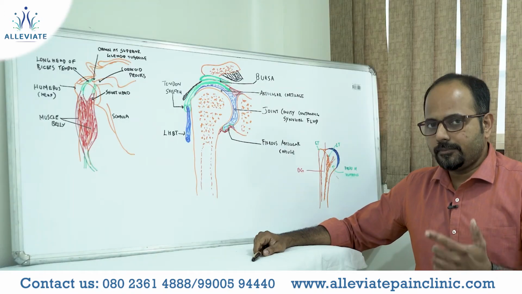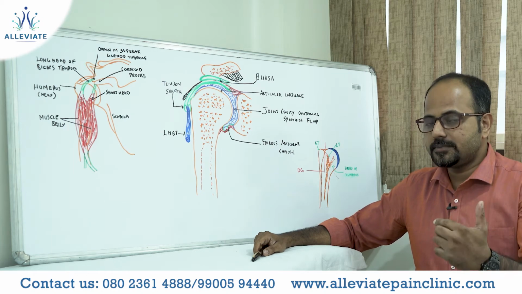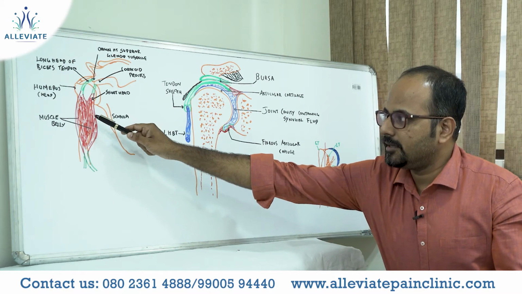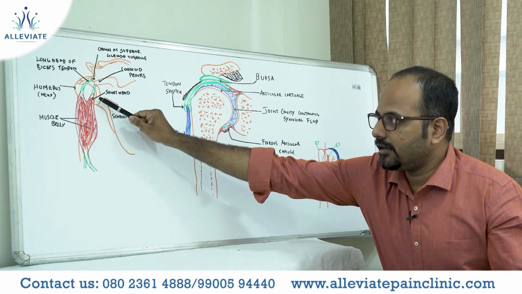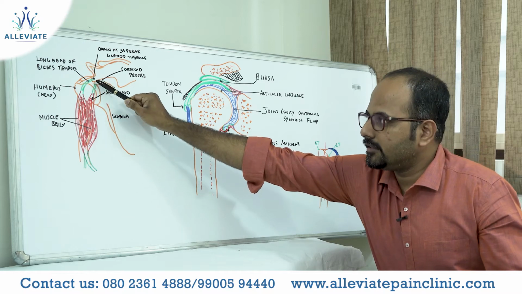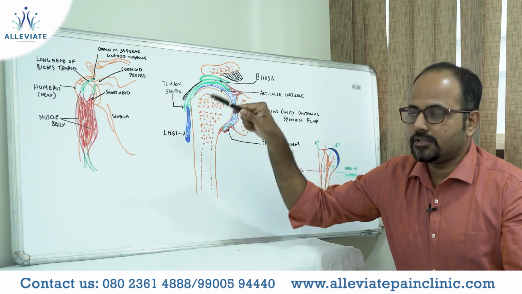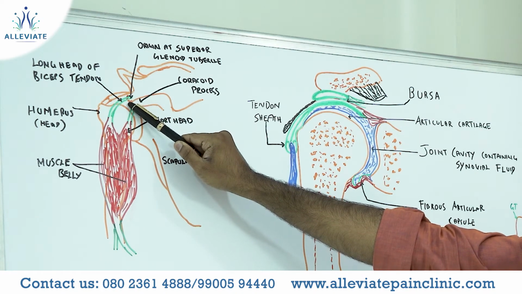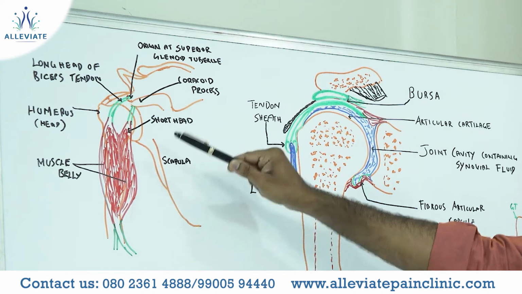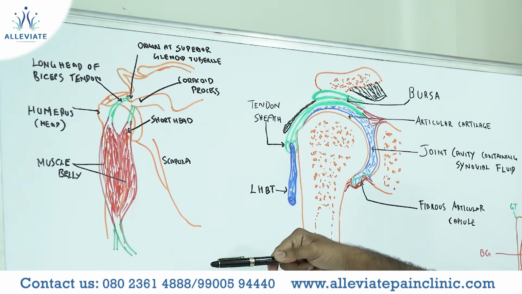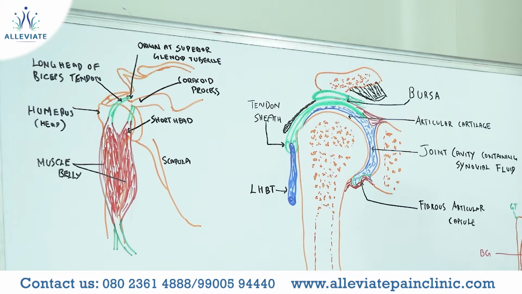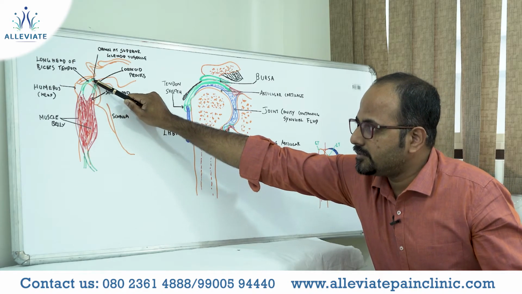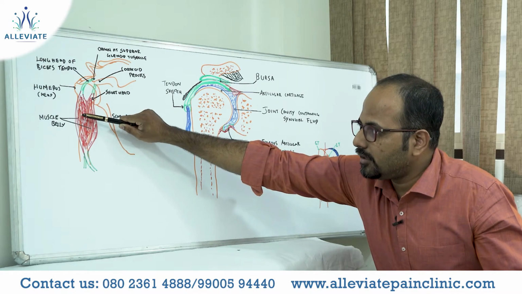So coming to the topic per se, that is biceps tenosynovitis. As we know, the biceps muscle is made up of two heads, the long head and the short head. The long head takes its origin from the superior tubercle of the glenoid cavity, and then it goes down, becomes the muscle belly, and then inserts onto the radial tuberosity.